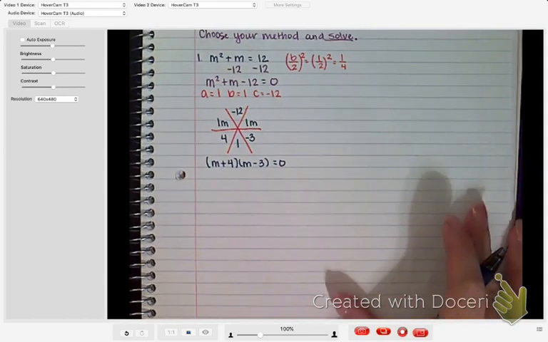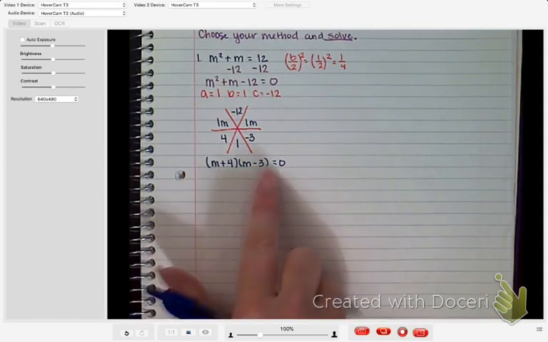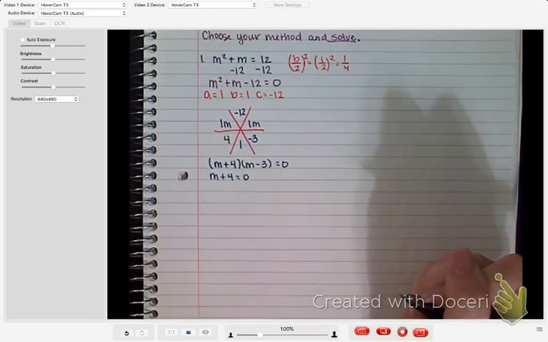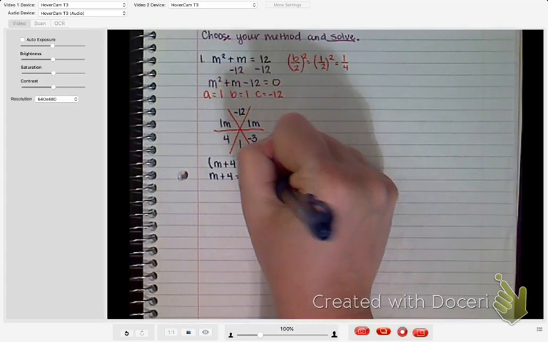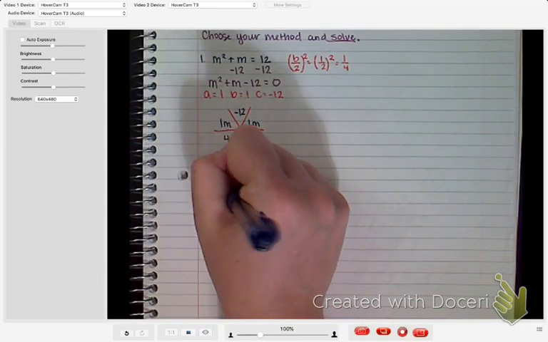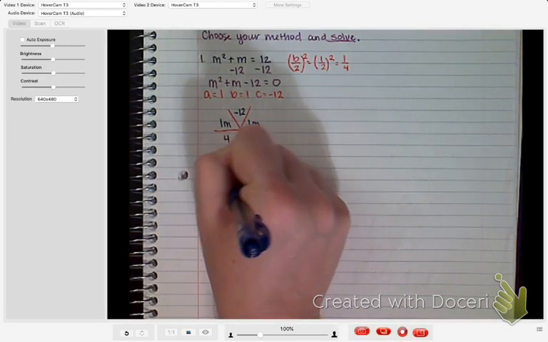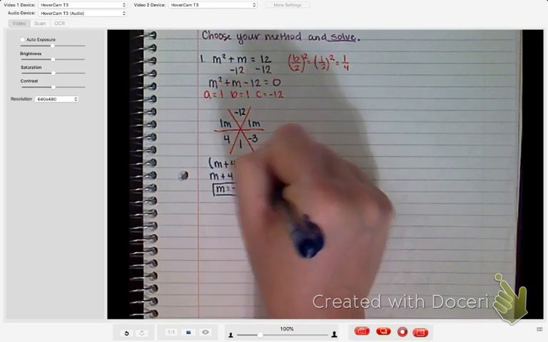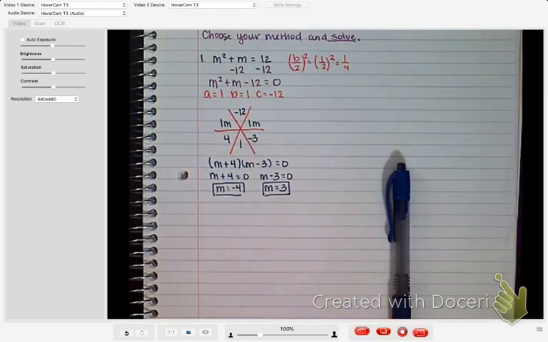Okay, make sure you're writing it out. Now we're going to take each of those factors and set it equal to 0 so we can actually solve. So m plus 4 equals 0. m minus 3 equals 0. If I subtract 4 from both sides, I get m equals negative 4. And I'm going to add 3, so I get m equals 3.